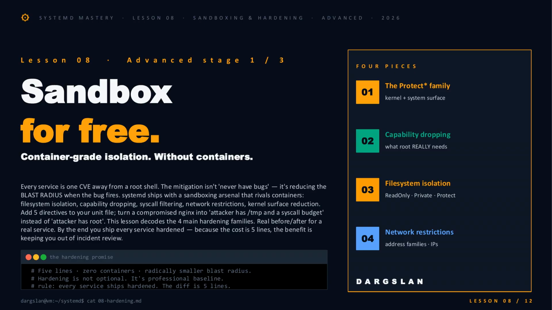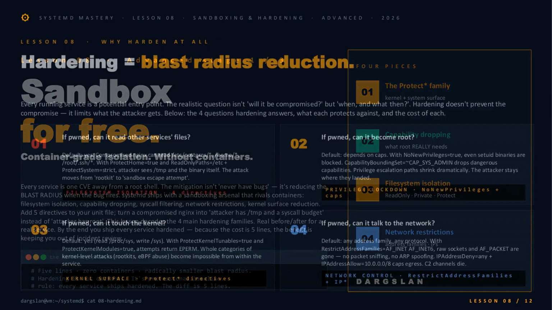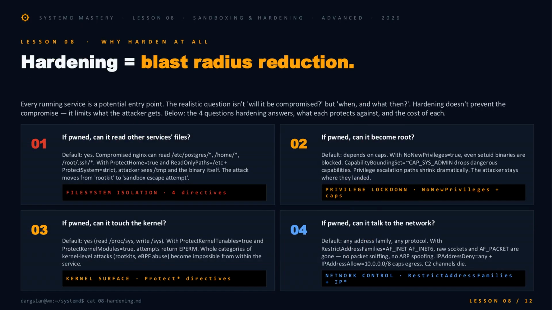We'll walk the 4 families that matter. The Protect* directives that shrink kernel and system surface, capability dropping to strip root down to what it actually needs, file system isolation, and network restrictions. 5 lines. Radically smaller blast radius. That's the deal. So before we touch a single directive, let's frame why we're doing this.